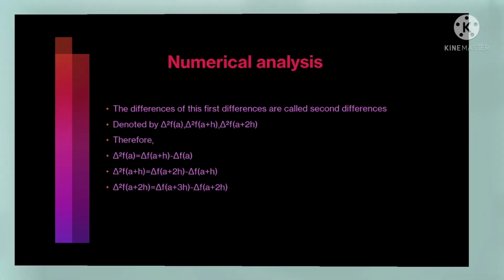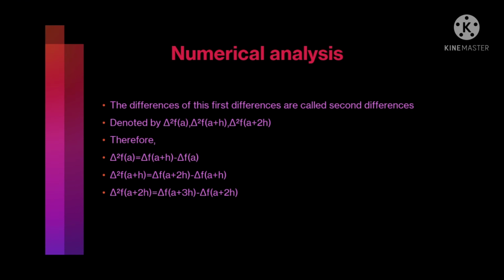Differences of these first differences are called second differences, denoted by delta square f of a, delta square f of a plus h, delta square f of a plus 2h. Therefore, delta square f of a is equal to delta f of a plus h minus delta f of a. Delta square f of a plus h is equal to delta f of a plus 2h minus delta f of a plus h. Delta square f of a plus 2h is equal to delta f of a plus 3h minus delta f of a plus 2h.